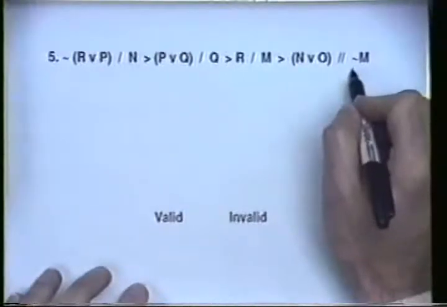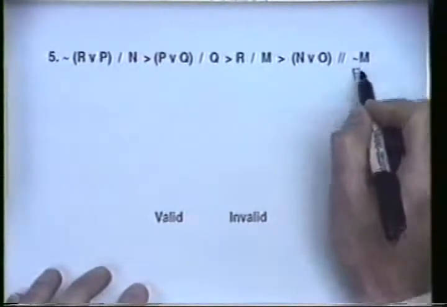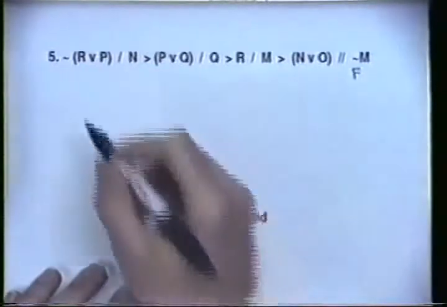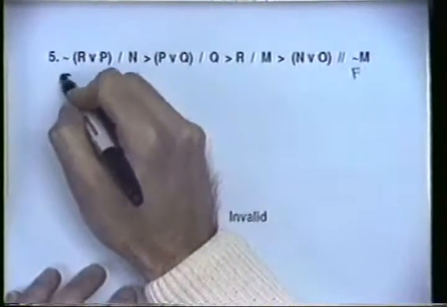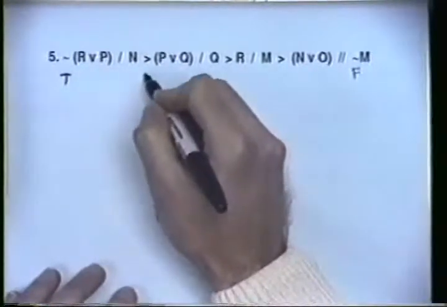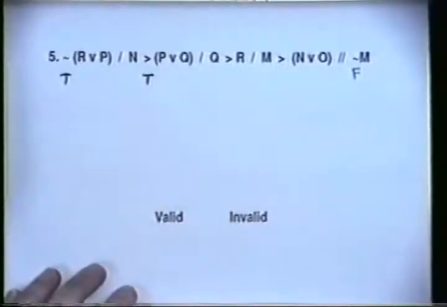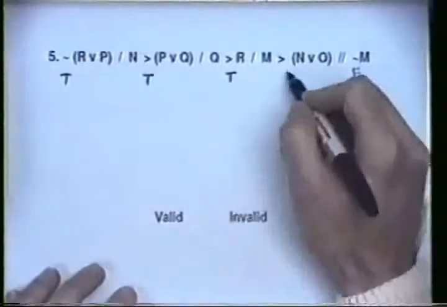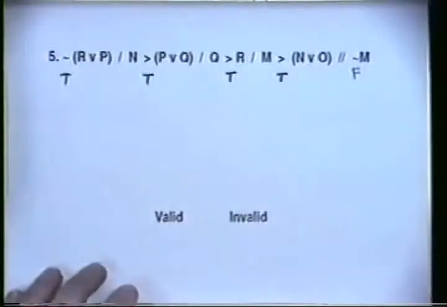So what we need to do is begin with the assumption that the conclusion of the argument, not M, will be false, and all of the premises will have the truth value true. So we need a true under the main connective of each of those. So we'll need a true under the tilde. We will need it under this conditional, and under this conditional, and under the last conditional.